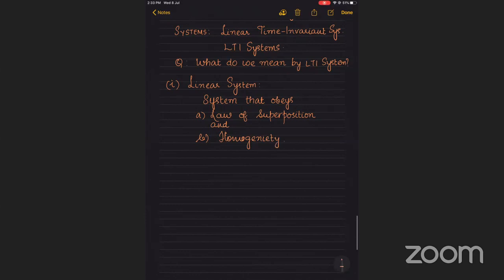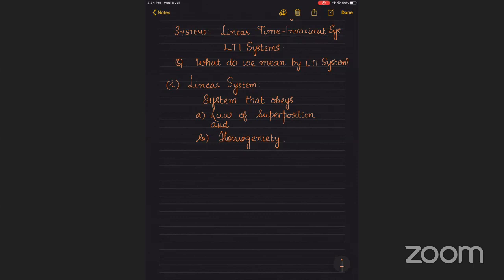Now, what do we mean by that? This homogeneity is basically our equivalent of multiplication by a scalar, which we see in vector space. When you take a vector and multiply it by a scalar, the resultant should be in the same vector space. And superposition is basically you take two vectors and do a linear combination, a vector addition, and the resultant of the vector addition should be an element of the vector space.